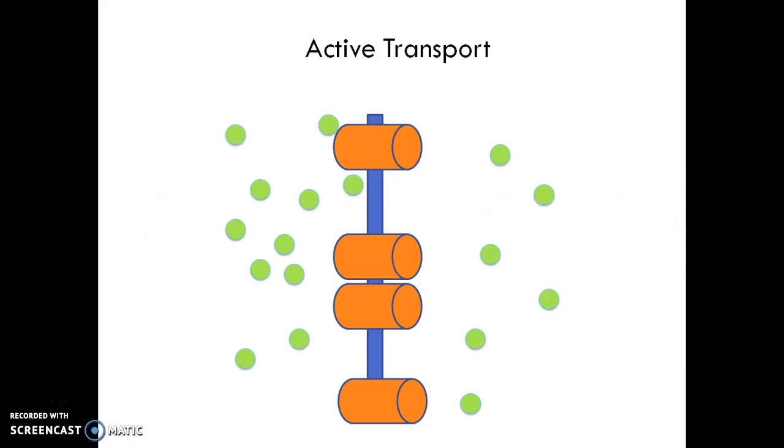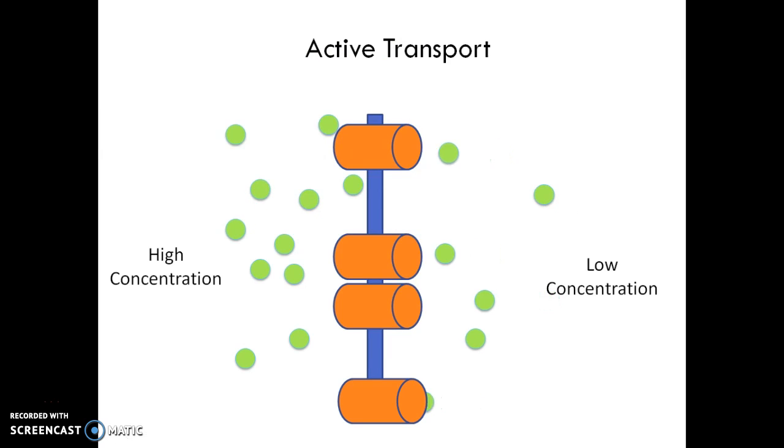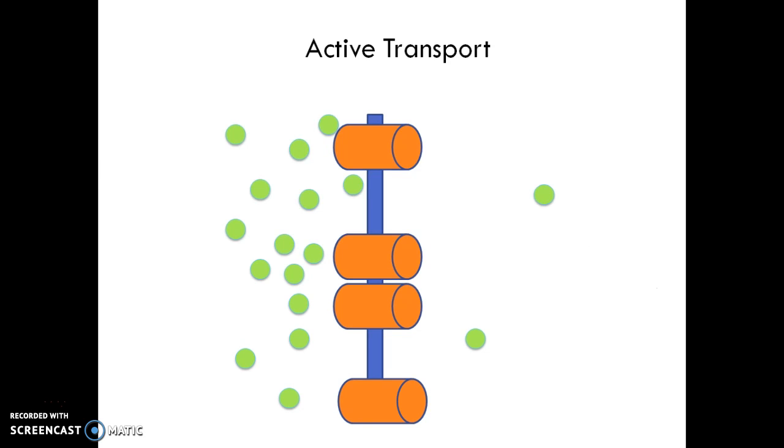So this is considered active transport. Here on the left we have high concentration, on the right we have low concentration. Now normally these particles would randomly move to diffuse to create equal concentrations, but we're going to instead make our high concentration even higher, our low concentration even lower. In order to do that, we have to expend energy.